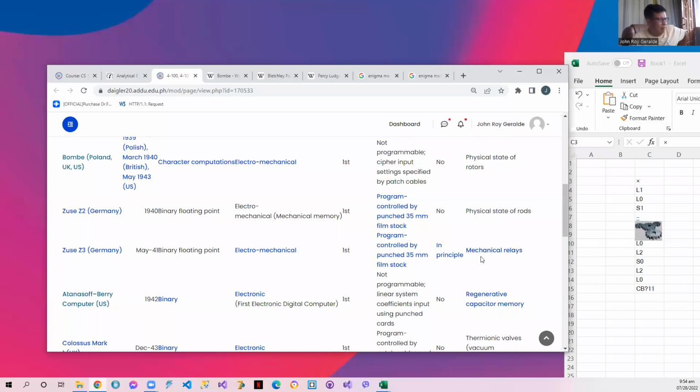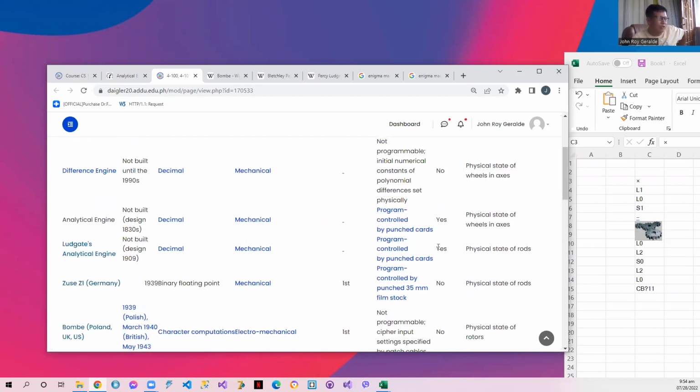Now, Z3 uses mechanical relays for its memory devices, for its memory. Okay, in principle, it was considered to be Turing complete. What is a Turing complete machine? A Turing complete machine is a machine whose behavior can be fully mapped, it can be fully predicted. It's like a program without bugs. Do you follow?